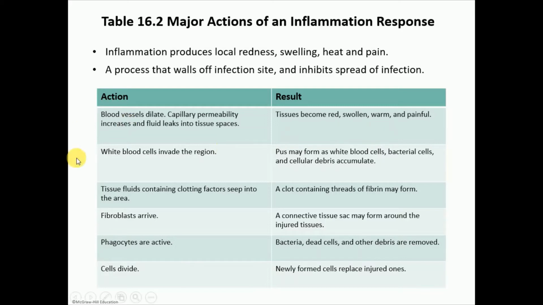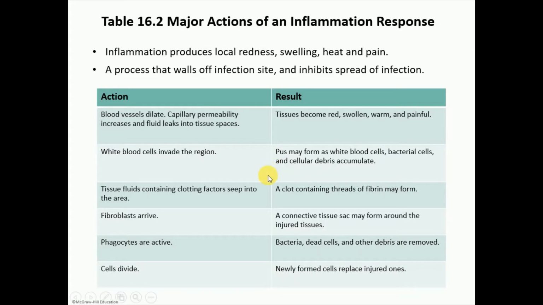Then you'll have white blood cells that come into the area. White blood cells are going to start attacking the germs, and then pus might form. Pus is dead white blood cells, dead bacterial cells, and cellular debris that has been accumulating because of the tissue damage. That is what pus is made out of.